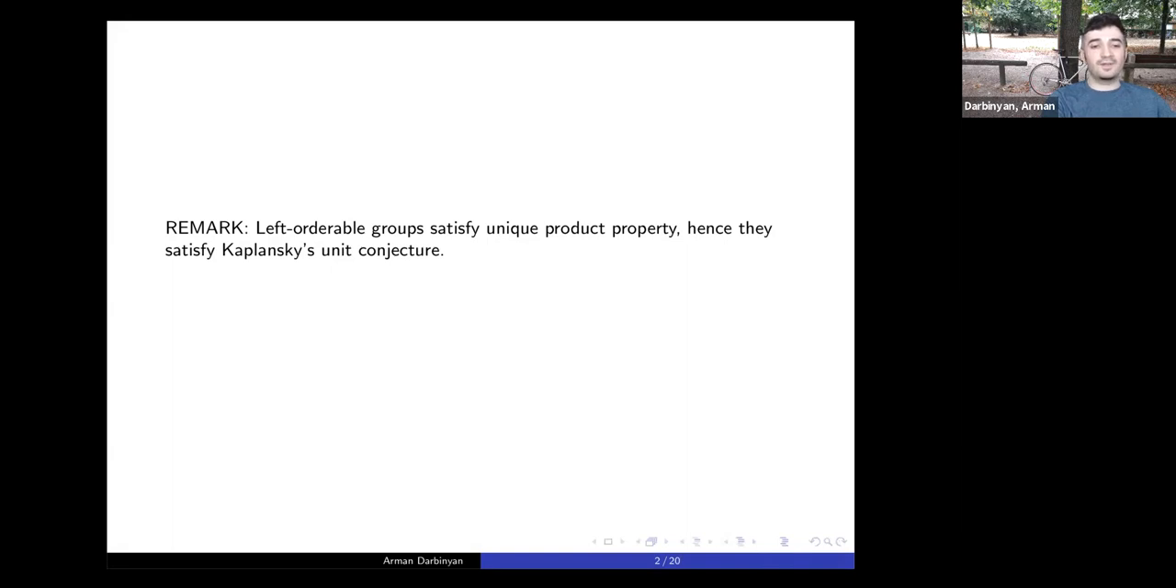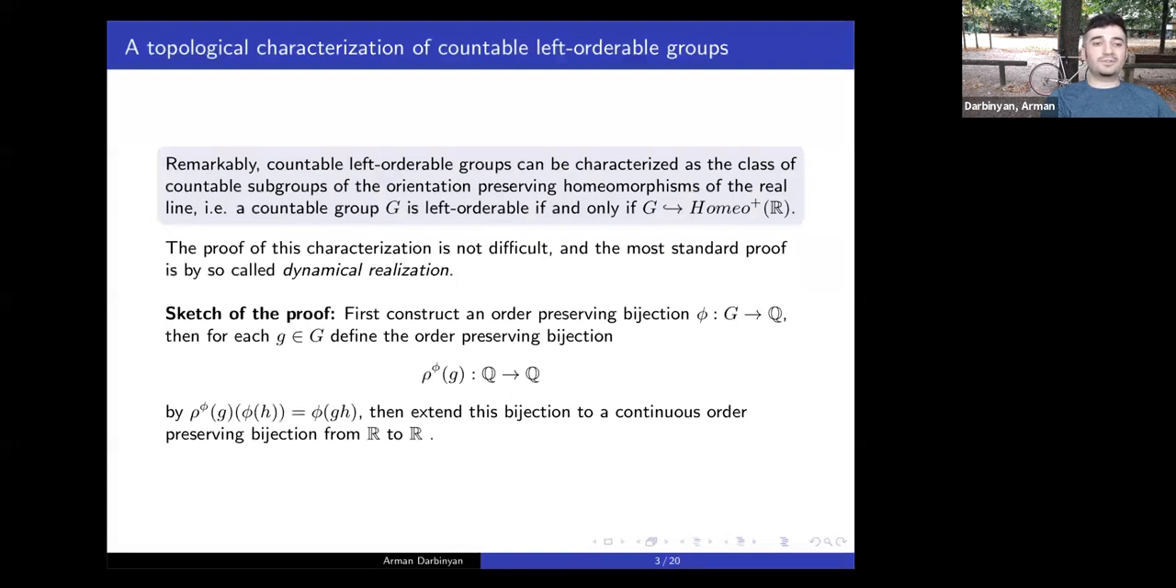So now I want to go to the promised topological characterization of left-orderable groups. In fact, this characterization is for countable left-orderable groups, so here the cardinality really matters. This characterization says that a countable group is left-orderable if and only if it embeds into the group of orientation preserving homeomorphisms of the real line. We know that every countable group embeds into the homeomorphism group of the real line.